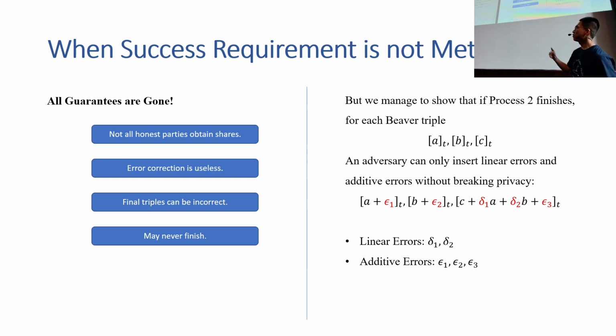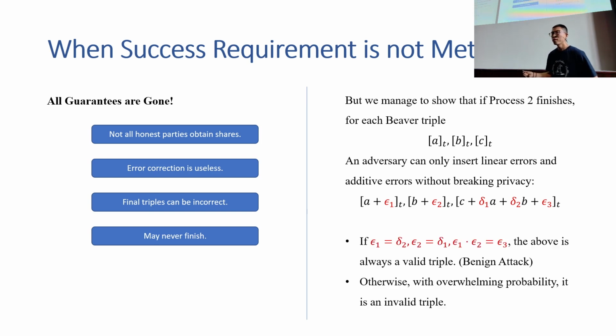The adversary can add some additive errors, epsilon 1, epsilon 2, epsilon 3, on each of these sharings. And he can also choose delta 1, delta 2 to make the C be added with delta 1 times A plus delta 2 times B. This is the only thing that the adversary can do. And in particular, the adversary does not learn any information about A, B, and C. So you can see that if this error satisfies certain requirements, then this will always be the correct triple. And in this case, we call this attack a benign attack, because it is still a random Beaver triple. We can ignore the attack.